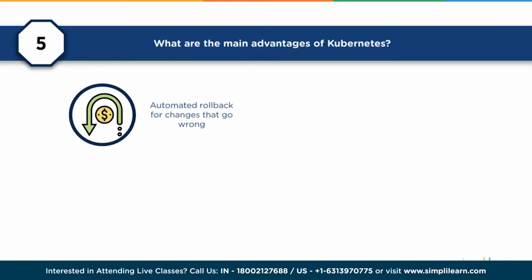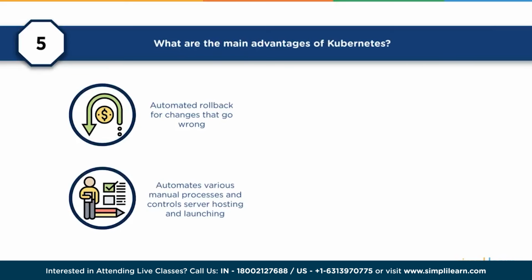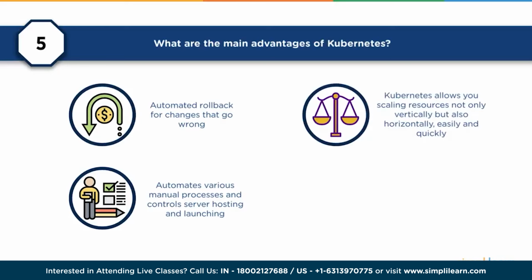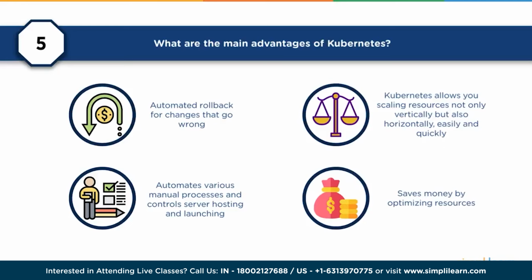Well, you get automatic rollback for changes that go wrong. You're able to automate a lot of the processes that would have been manual processes previously. You're able to scale the resources both vertically and horizontally easily and quickly. And then these three areas, the rollback, automating services, and being able to scale, indirectly allow you to save money by reducing the amount of time and people working on your operations environment.